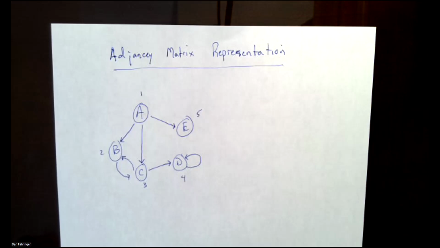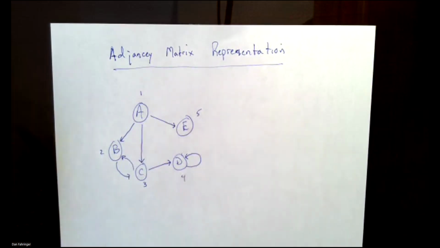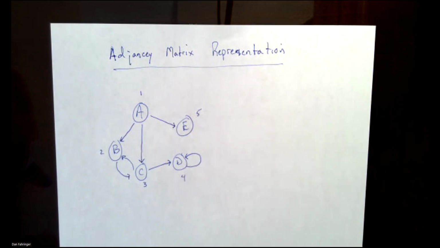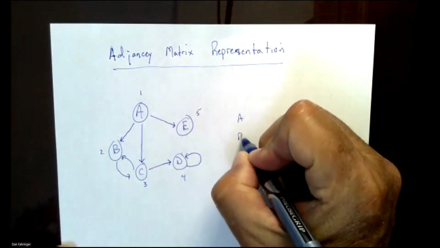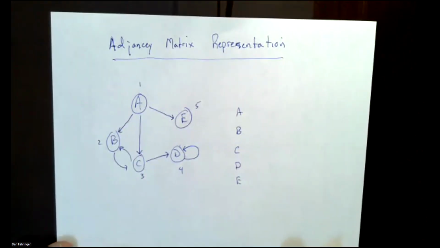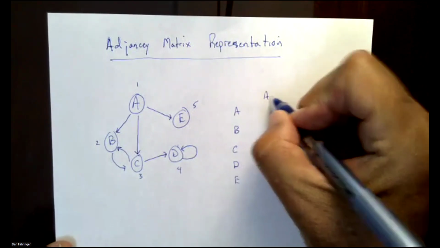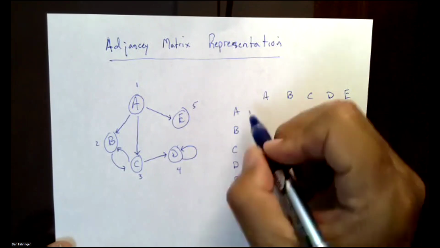It's a directed graph. Not sure what we'd use it for, but we're going to look at this adjacency matrix. We're going to represent it as a matrix, with a 2D array, using ones and zeros. For example, I could say A, B, C, D, and E across the top, A, B, C, D, and E.